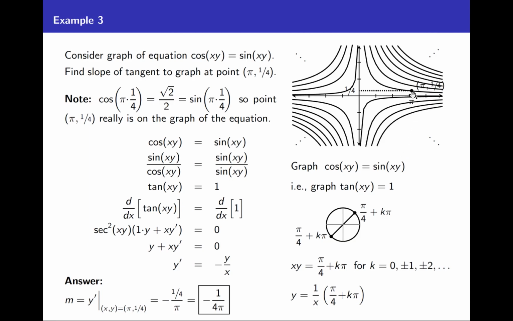And sure enough, that equation contains this point. We just found the slope of the tangent line at this point. It was negative 1 over 4 pi, which certainly looks right here.